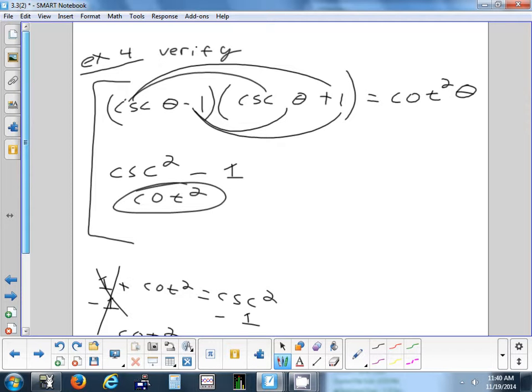Okay, the other trick I saw some people try was changing to sines and cosines. Again, I already mentioned that in this problem you can do it. It just doesn't make it easier. That's the best way to do this one. All right, any question on that?